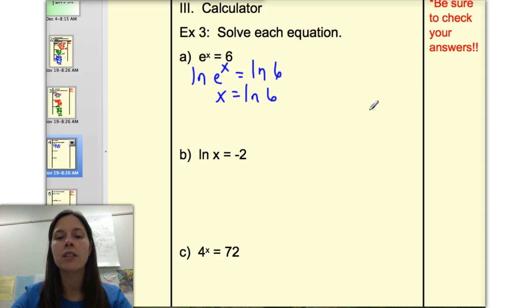You can also approximate it to the nearest thousandth, anytime you round. For my class, give me 3 decimal places. So I got 1.792 when I rounded to the nearest thousandth.